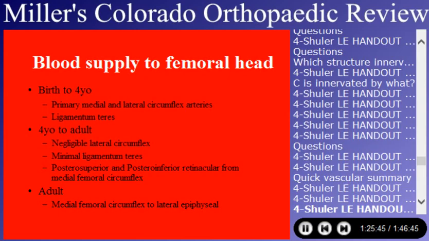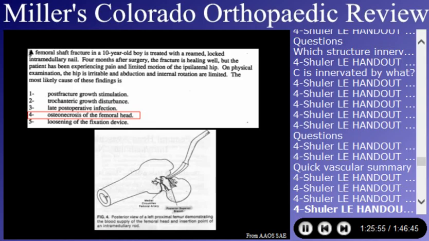And I have a diagram on that. Don't forget the adult is medial femoral circumflex. It comes up and around, goes to the lateral epiphyseal artery, which now goes to the blood supply to the head. Femoral shaft fracture, 10-year-old boy, treated by a reamed locked intramedullary antegrade start point. What is the problem? Osteonecrosis. Why? Because you damage this. This is actually from the paper directly where they describe this. You damage that posterior superior branch with the start point of the piriformis fossa.